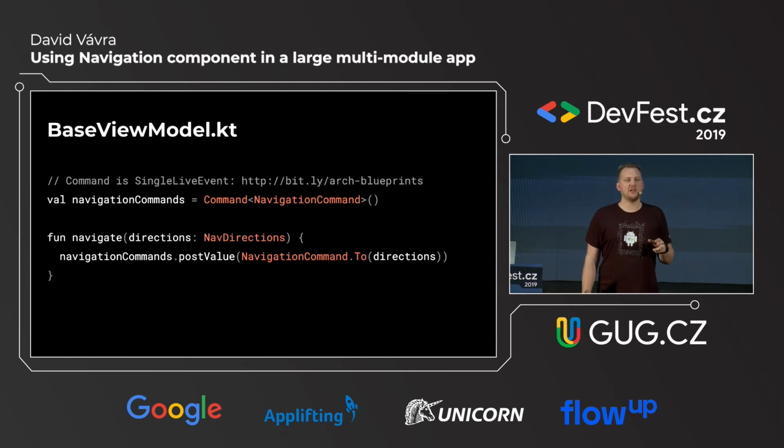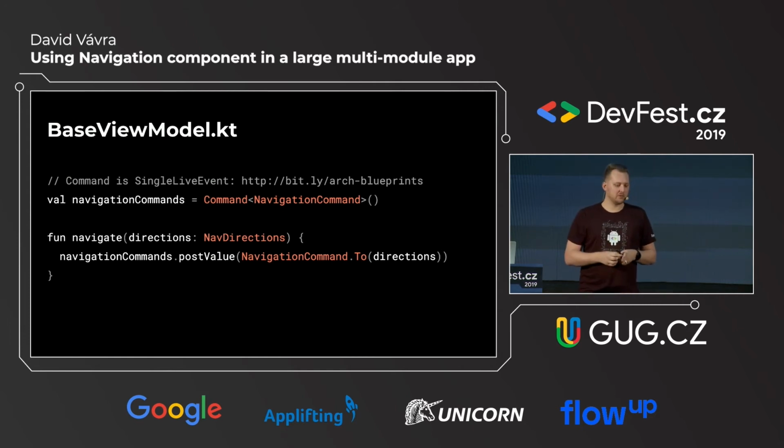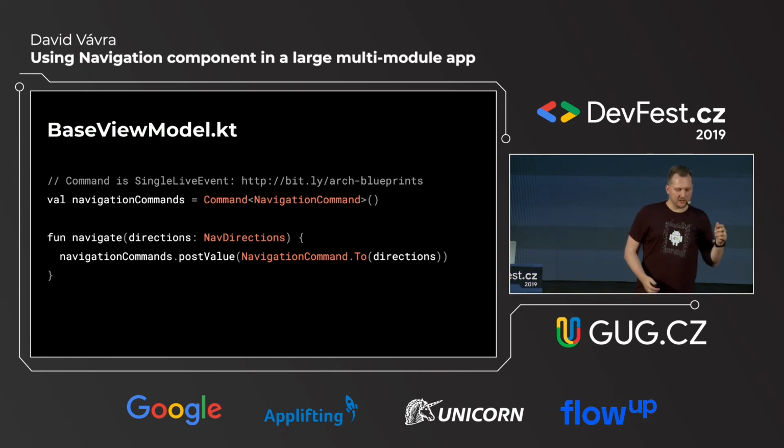Normal live data we cannot use, because live data saves the value, and if you rotate the screen or do a configuration change, you will get the same value again. But we don't want this for single events like navigation or showing a snack bar, for example. That means if you dismiss the snack bar and rotate the screen, you will get the snack bar again. You don't want this, so you want this just one time. So for this, we use this single live event. We just renamed it into command, but it's the same thing.